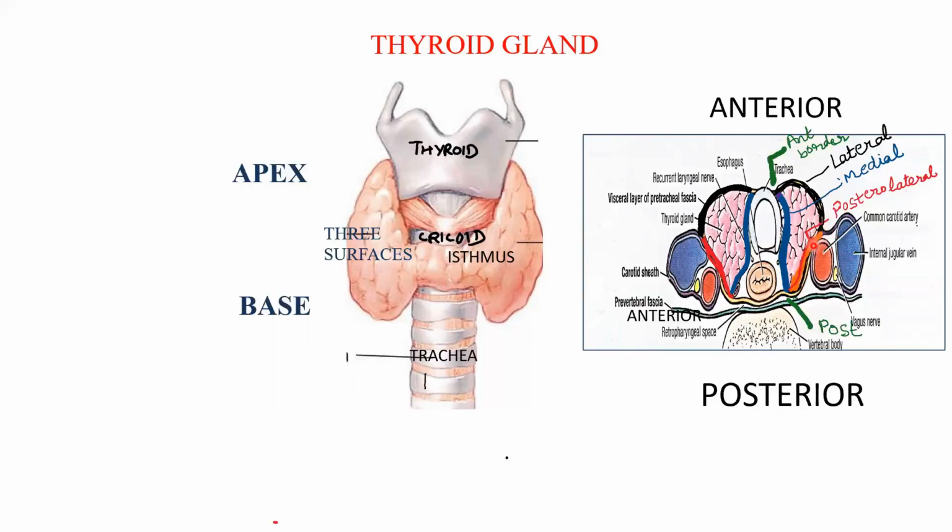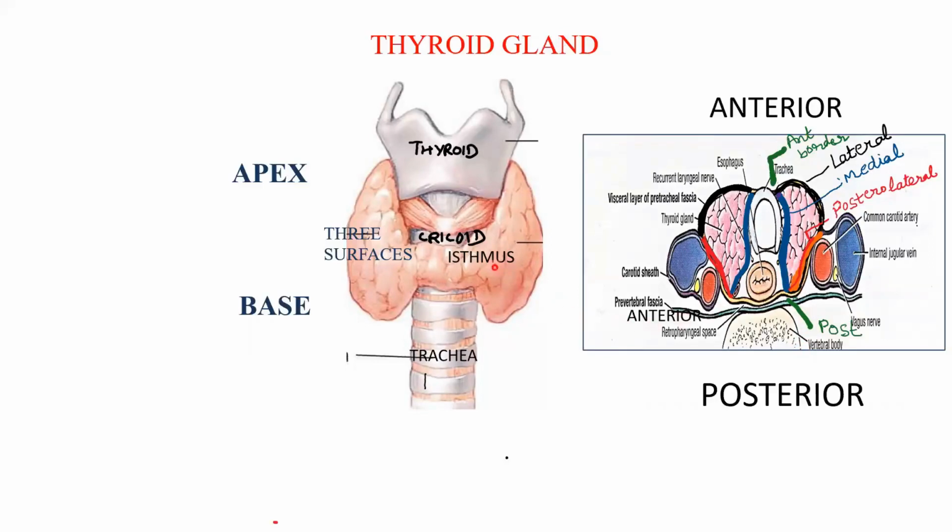The third surface is the posterolateral surface, which can be seen in this cut section, second diagram. The posterolateral surface will be related to the carotid sheath, and it will be separated from the medial surface by a posterior border. So each lateral lobe of the gland will have three surfaces and two borders: the lateral, medial and posterolateral surface, and an anterior border and posterior border.